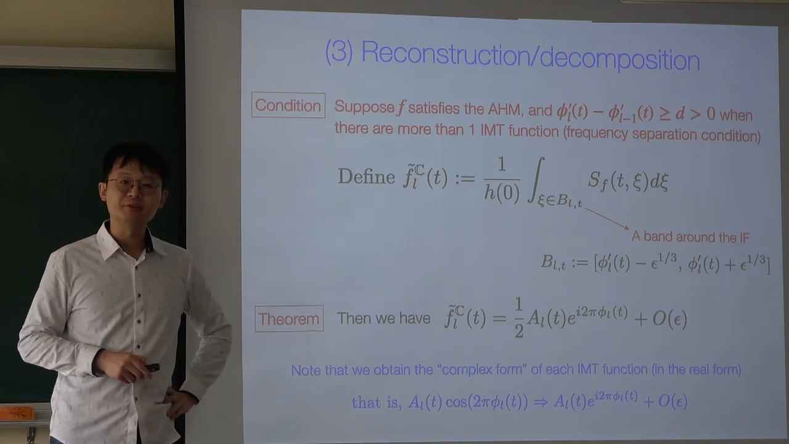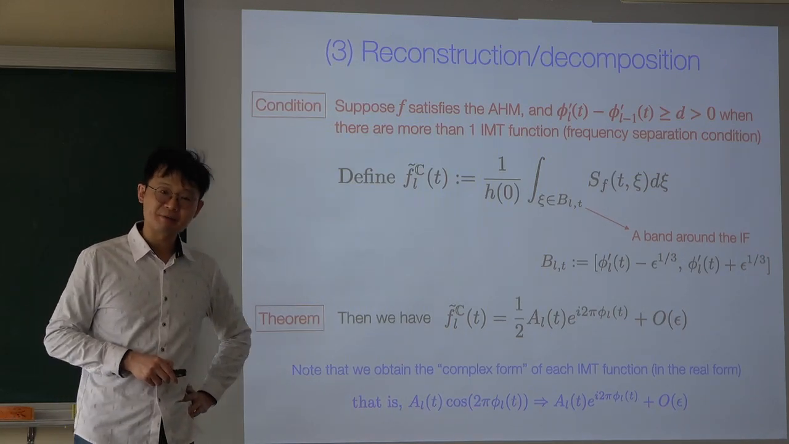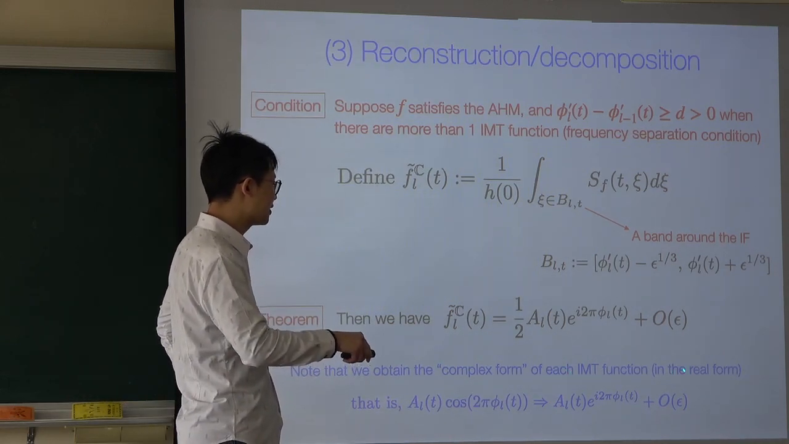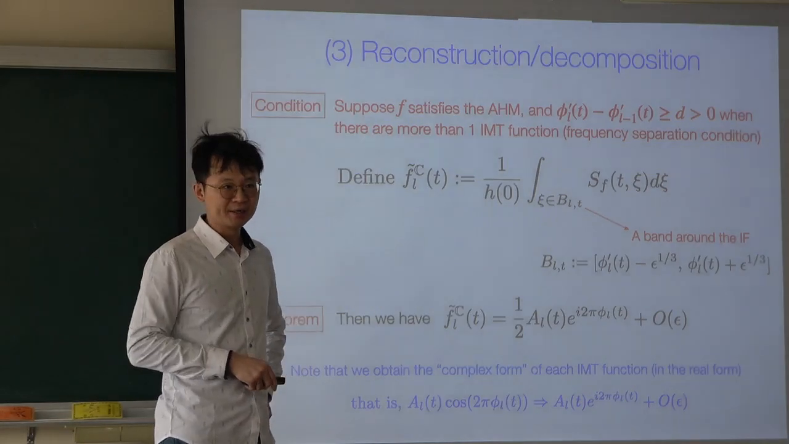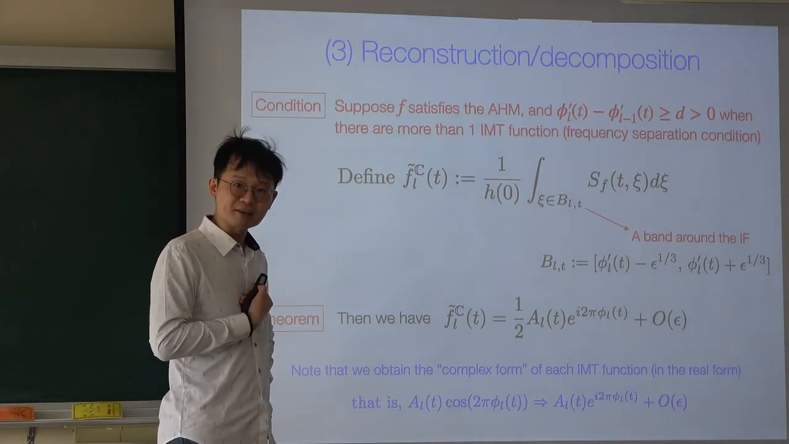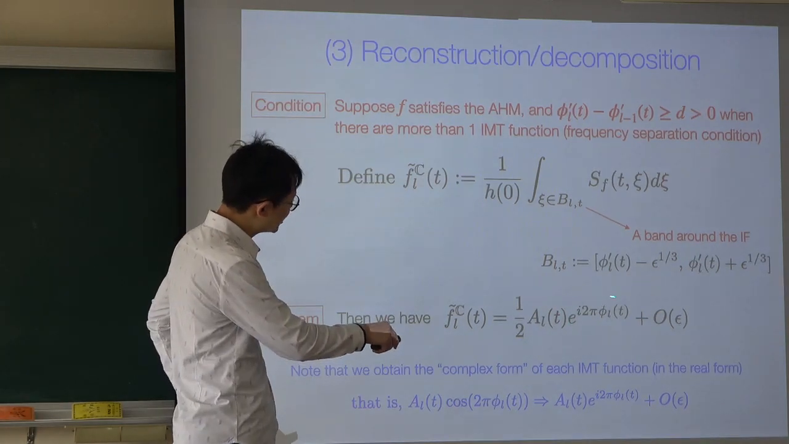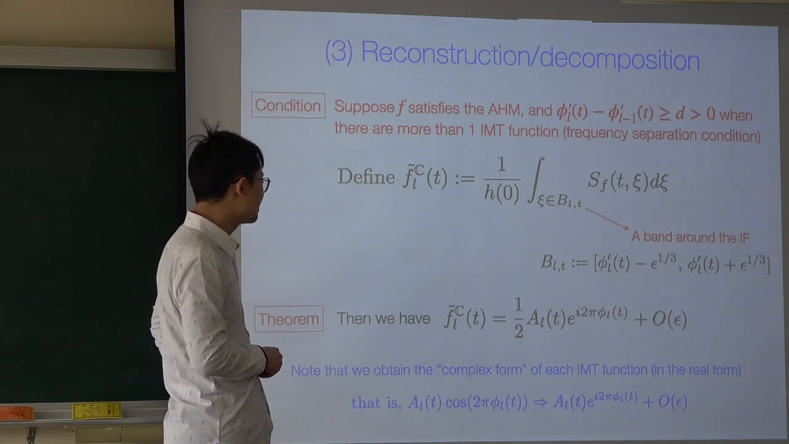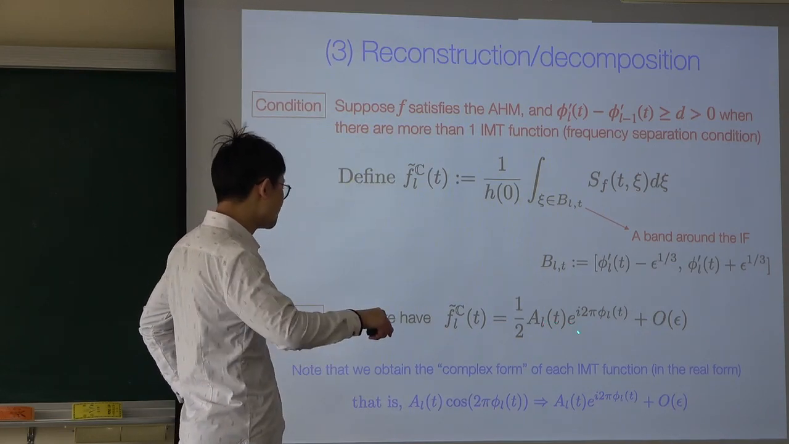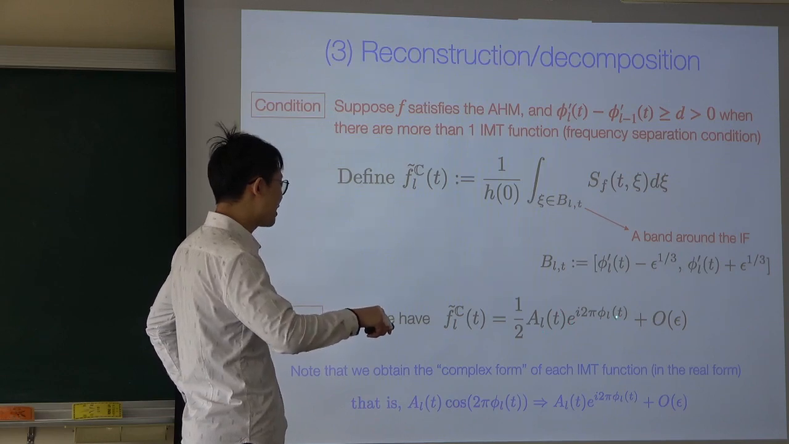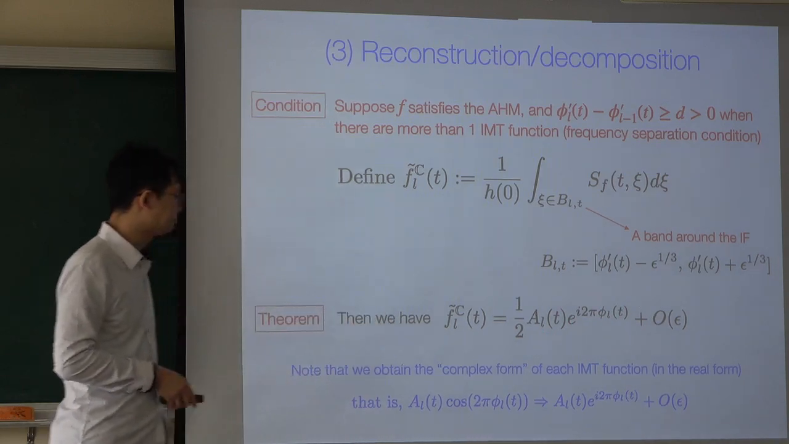in a real form. Remember when we defined the adaptive harmonic model, the intrinsic mode type function is written in the real form. It's cosine. But right now what we get is exponential. And what is the benefit of obtaining this exponential form or complex form? The immediate benefit is we are able to use this complex form to recover the amplitude modulation and the phase.